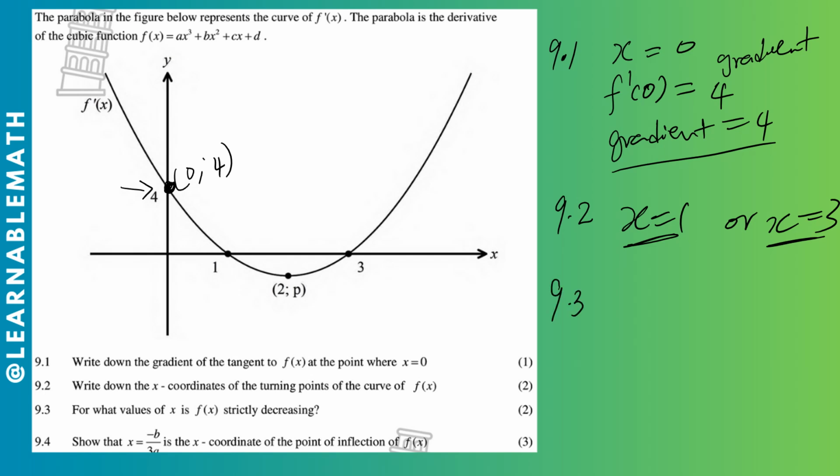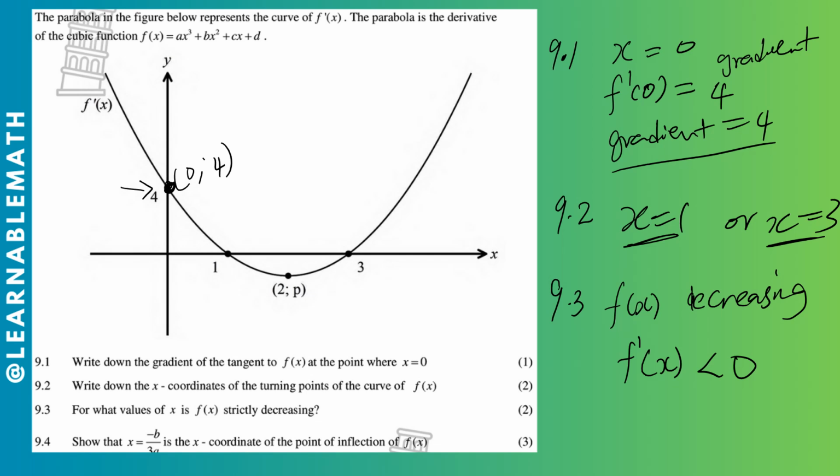Okay, 9.3. For what values of x is f of x strictly decreasing? We have discussed this. When f of x is decreasing, what happens? How do we know that f of x is decreasing? Our cubic function is decreasing when the first derivative is less than 0, when it's negative. So we are going to observe at which x values our first derivative is below 0 or negative, because that is the interval at which our cubic function will be decreasing.